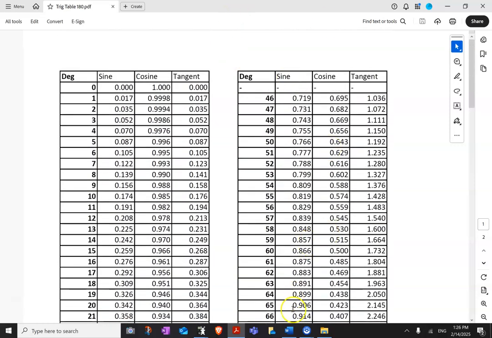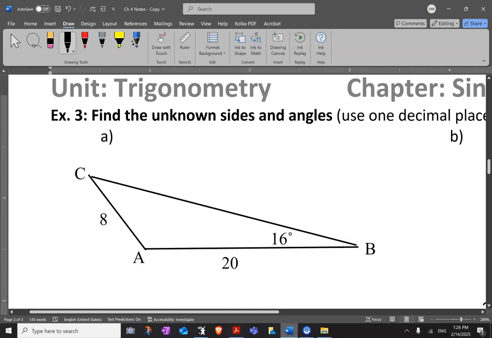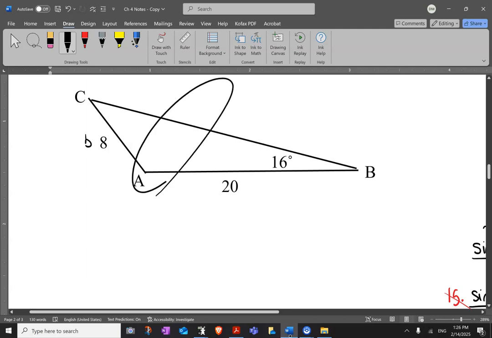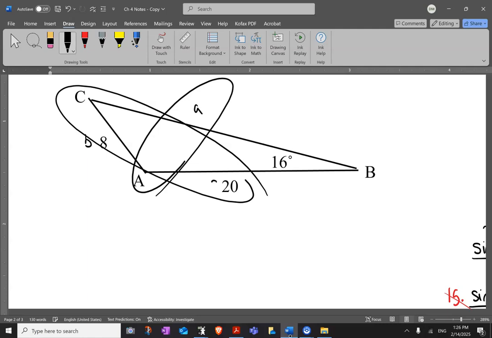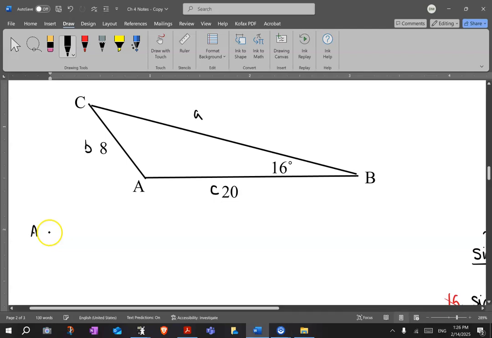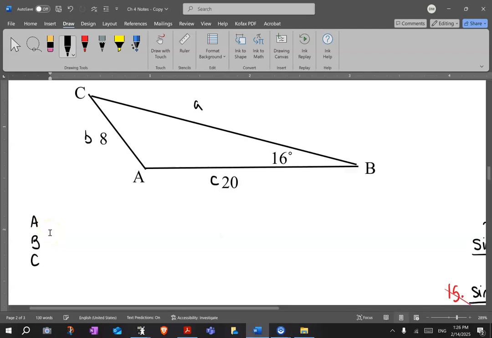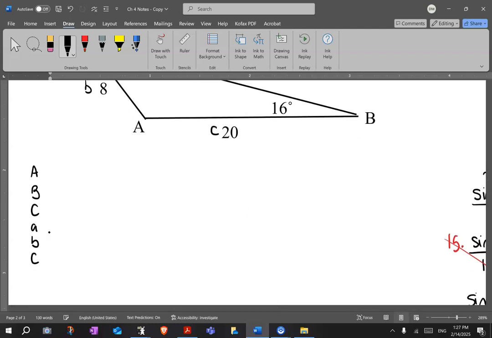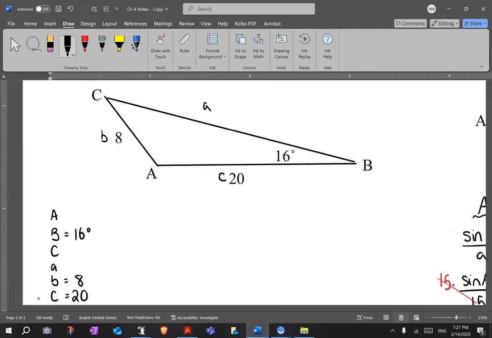Let's take a look at the first example. Find the unknown side. So I'm going to start by labeling, what do I have? This is B, this is A, and this must be C. So I'm going to label A, B, and C. And I know lowercase c is 20. Capital B is the angle, that's 16 degrees. Lowercase b is 8. Now I have to decide, what do I find first and how will I find it?